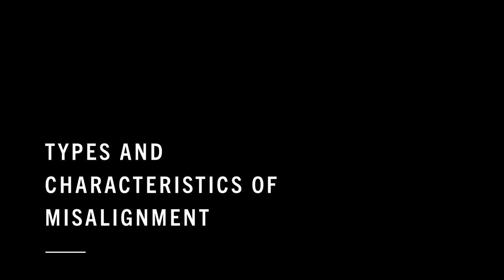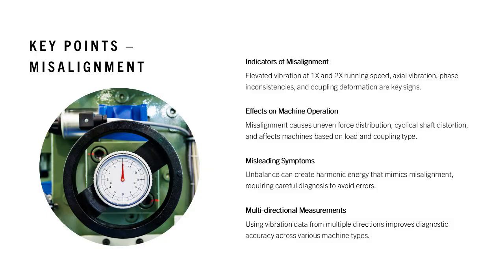Key points: Misalignment, Types of Misalignment, Overview. This slide summarizes the primary indicators of misalignment, including elevated vibration amplitudes at 1 order and especially 2 orders running speed, excessive axial vibration, phase inconsistencies across measurement locations, coupling deformation, excessive temperature at bearings and couplings, and noise. Misalignment affects each machine differently, depending on stiffness, coupling type, load distribution, and operating speed.